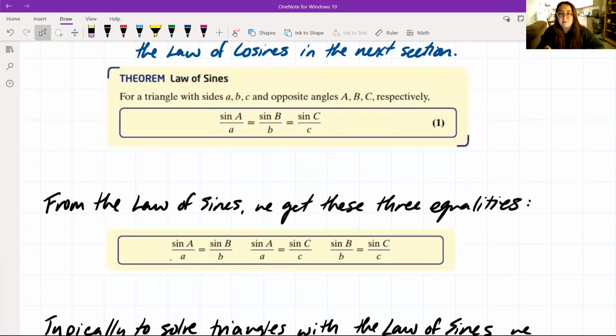From saying this, we also get these equalities. Sine of capital A divided by a is equal to sine of capital B divided by b. Sine of capital A divided by a is equal to sine of capital C divided by c. And sine of capital B divided by b is equal to sine of capital C divided by c. So we get these three different equalities stemming from the one single three-way equality that we got from our theorem of the law of sines.